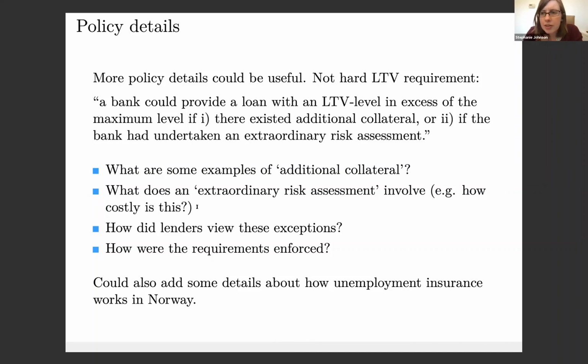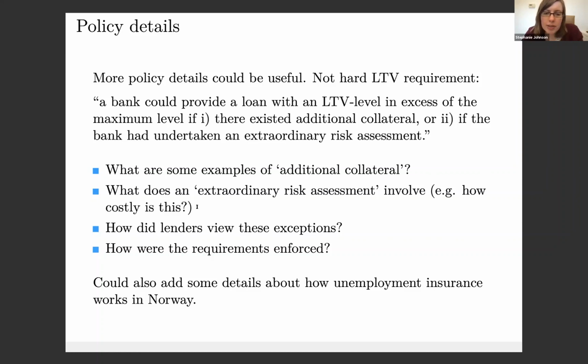My first comment is just in general that it would be useful to know a few more details about the policy. I think the authors were very clear in describing that this was not a hard LTV requirement. It would be possible to originate a loan with an LTV above the limit if there existed additional collateral or if the bank had undertaken an extraordinary risk assessment. So what I wanted to know is, what are examples of this additional collateral, and what does the extraordinary risk assessment involve? This could affect the interpretation of the results.